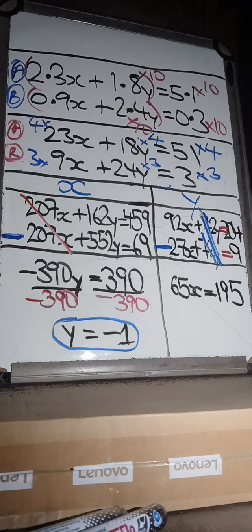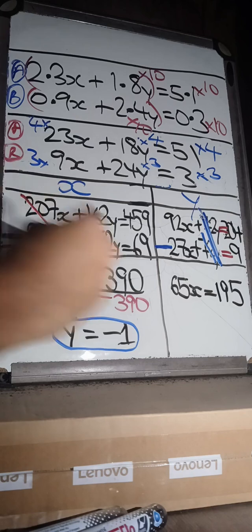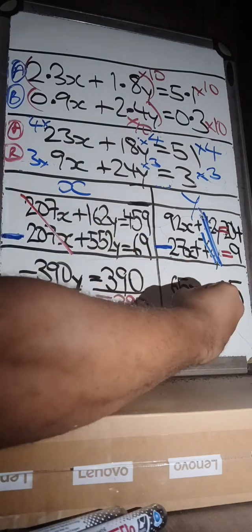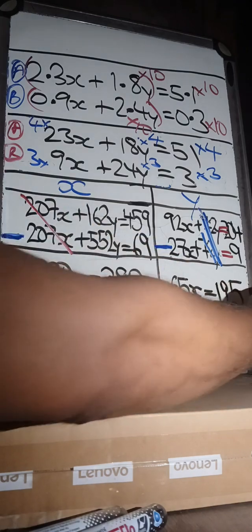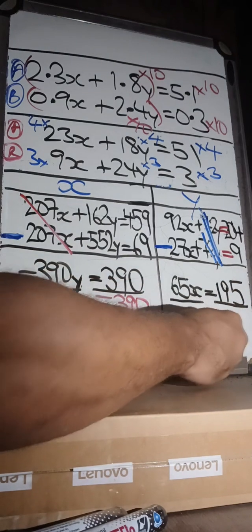Now, something tells me that the number that I'm going to get here is 3. I just get the suspicion that that's the case. Alright? 65 plus 65, what's that? 130. 130 plus 65, yup. So, if I divide the left and the right by 65, my answer for x is going to be a positive 3.